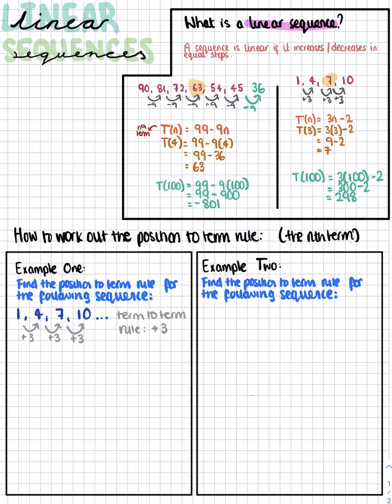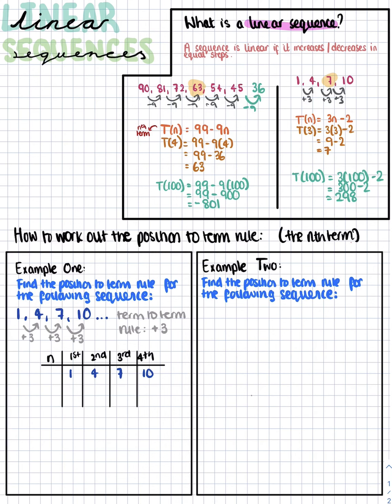Once we have our term-to-term rule, we're just going to set up a little table. The first row of this table is just going to tell us what term we're looking at, so we're going to label this n. And in this case, we have 4 terms, so we're going to have our first, second, third, and fourth labelled in each of these columns. Our second row is just going to be our sequence, so our original sequence will go here. In this case, our terms are 1, 4, 7, and 10.